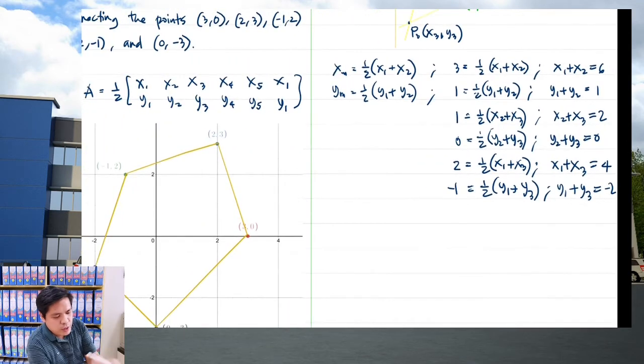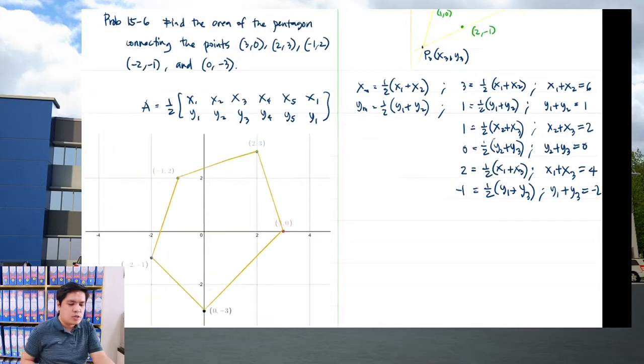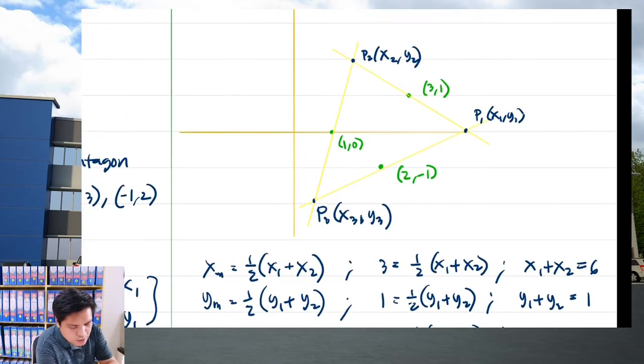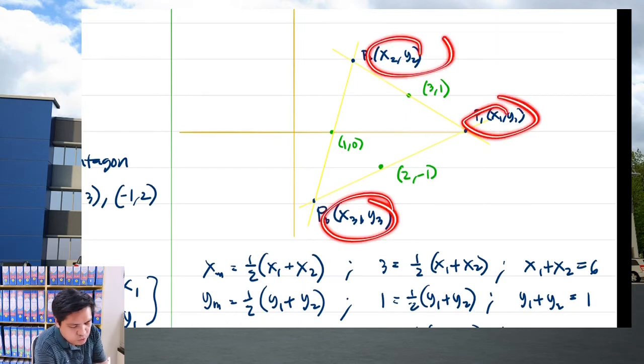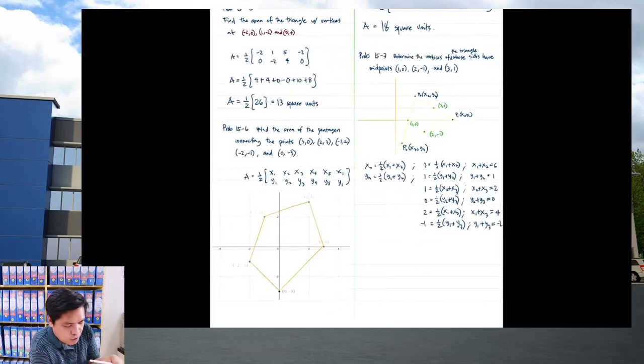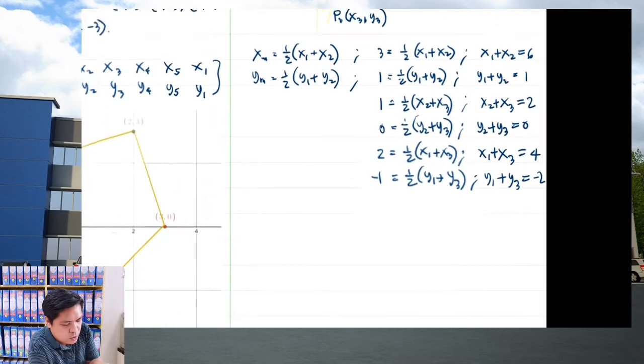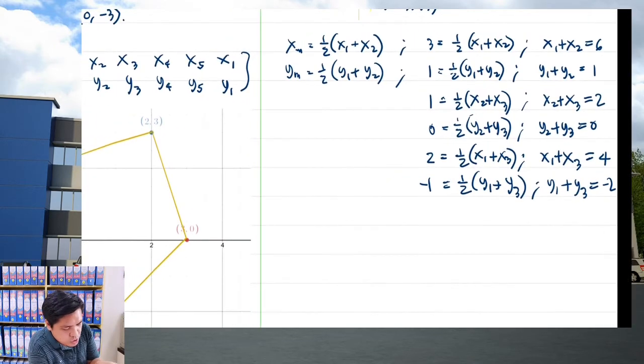So we have 1, 2, 3, 4, 5, 6 equations because we have 6 unknowns. Anim yung unknown, so we need 6 equations. So let's start with etong mga x. Okay, unahin natin yung mga x.